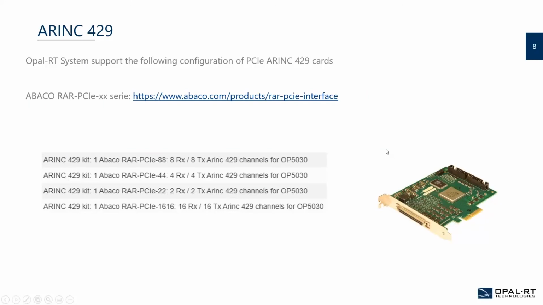At OPAL-RT, the supported card on all new applications is the Abaco RAR PCI Express. Mainly OPAL-RT always uses PCI Express based cards that fit on our real-time platforms. This card has a wide variety of configurations. When you order it, you can have the two port, actually two RX and two TX. This is the combination that we have in this card. And a single card can go up to 16, so 2, 4, 8, and 16 channels per card. If you need more channels than that, it's possible to add more than one card per system as well.